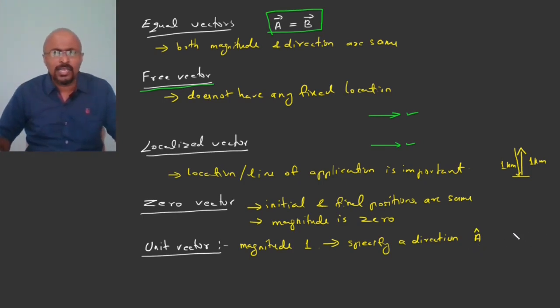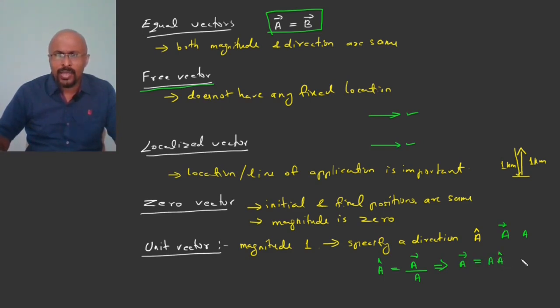How can we get a magnitude equal to 1? We can get that by dividing a vector by its magnitude. So, if a vector A has a magnitude A, then its unit vector A cap is equal to vector A divided by its magnitude. Or in another way, I can write vector A is equal to its magnitude times a unit vector in that direction. So, we can represent a vector like this.